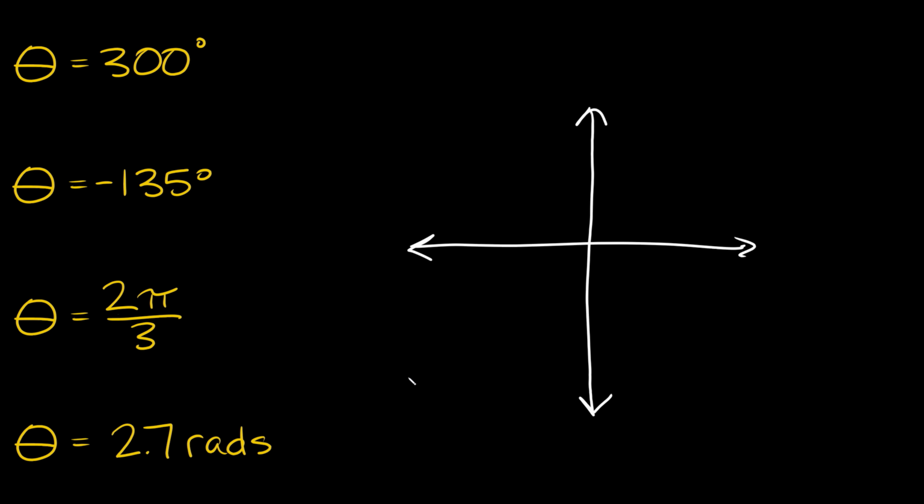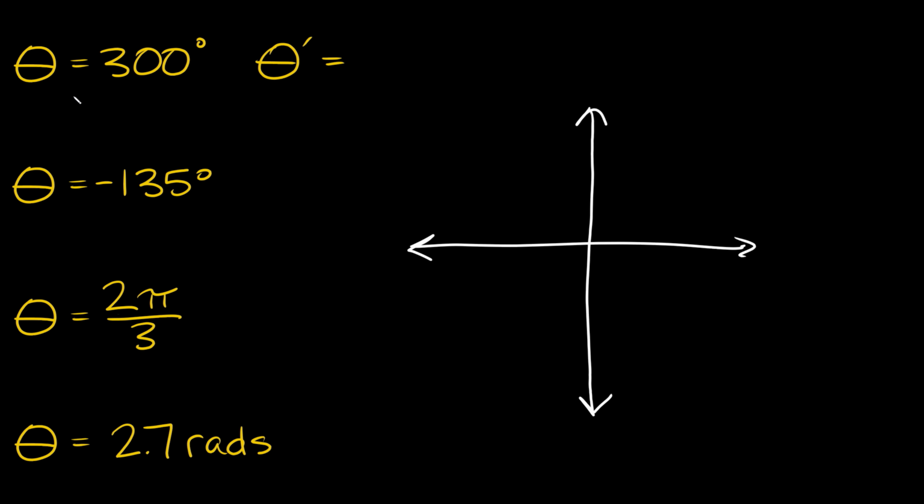In this video, I'm going to teach you how to find reference angles in degrees and in radians. Let's start with this first example. Theta is equal to 300 degrees. What we're looking for in this case is theta prime, the reference angle.